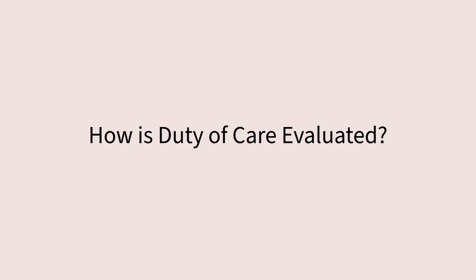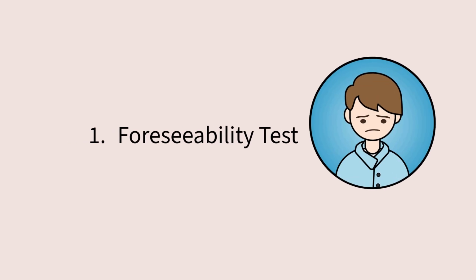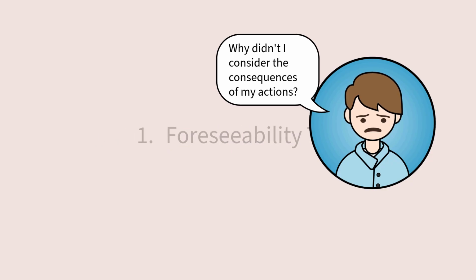There are two common methods used to evaluate duty of care. First, the foreseeability test. This test asks if you could have reasonably predicted that your actions would harm your client. For example, if you missed a deadline that caused your client to face a fine, the court will consider whether you should have foreseen the financial consequence of that mistake.